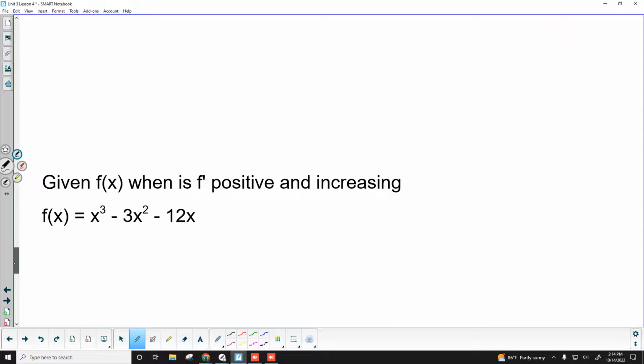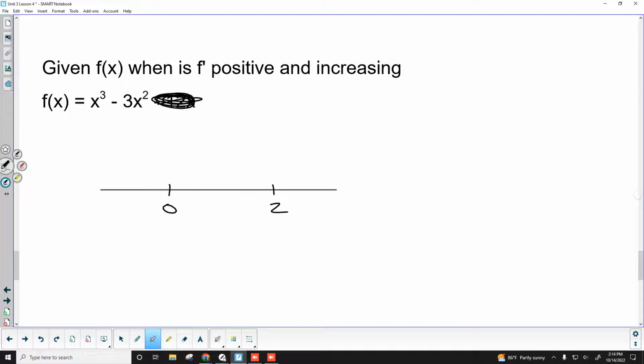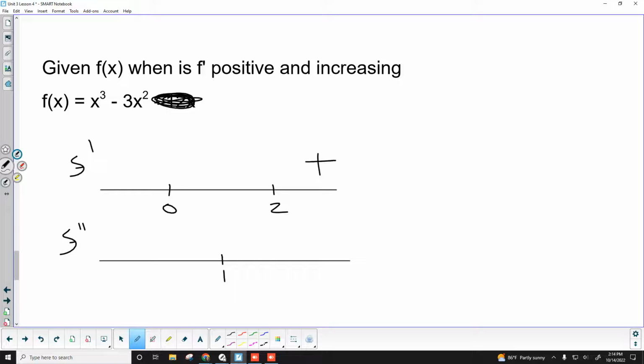Okay, let's do another one. And I'm just going to give you the sign analysis. You're going to answer the question. So we did this one earlier. You cross off the 12x, get 0, and I think it's 4 or 2. It's 2. 0 and 2. And 1. F double prime ends up being positive, negative, positive, positive, negative.